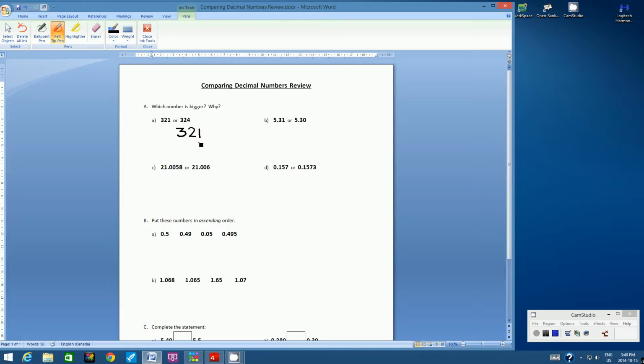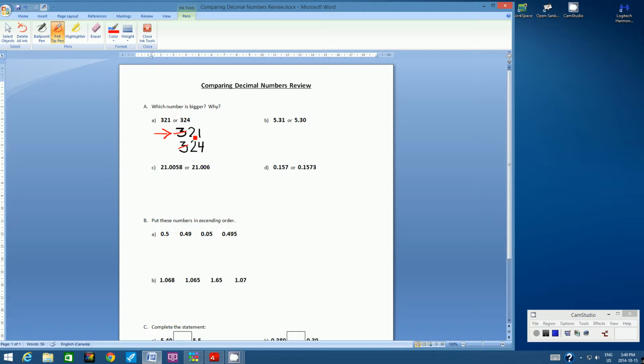So the 4 is in the ones column, the 2 is in the tens column, and the 3 is in the hundreds column. So let's compare these two numbers. So let me switch pens. All right, so let's start going left to right in this direction of place value columns. Let's start in the hundreds column. In the first number, we have a 3 in the hundreds column, and in the second number, we have a 3 in the hundreds column. So they are the same, so we can't really tell which number is bigger. Let's go to the next column.